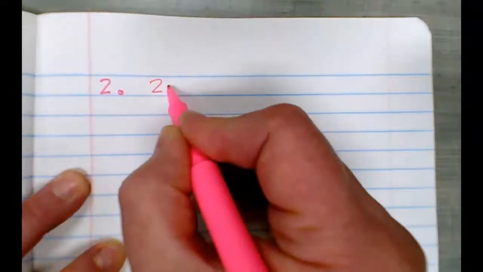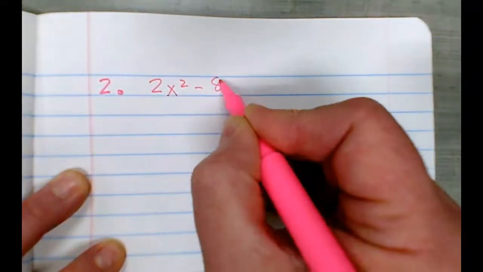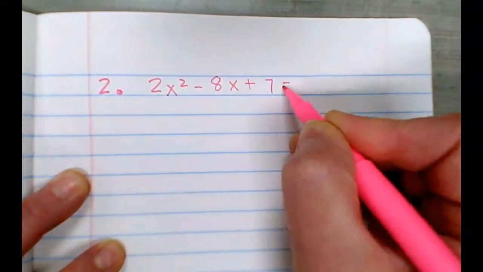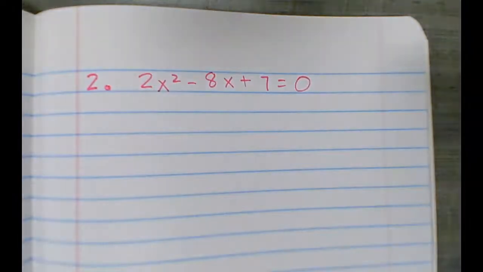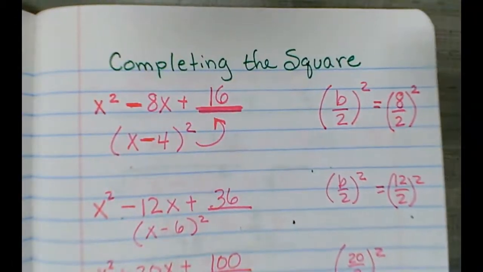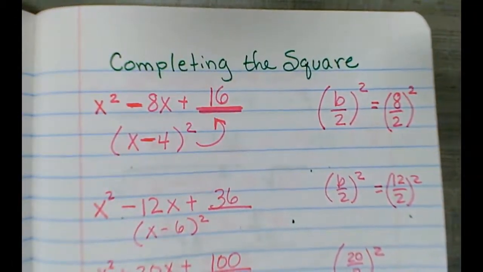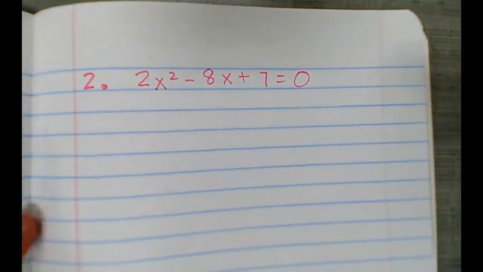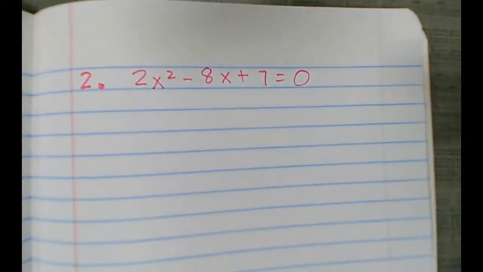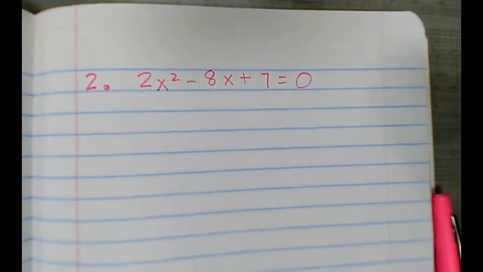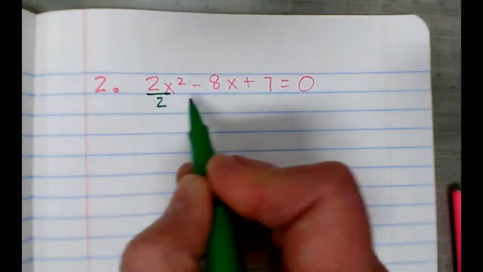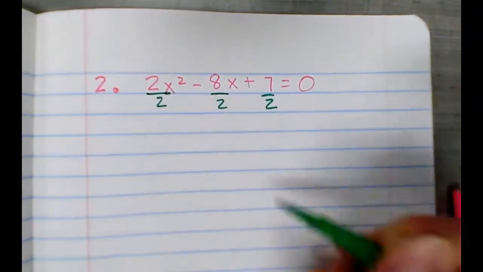So we have 2x squared minus 8x plus 7 equals 0 for our next problem. Now, on any of those completing the square examples that we did to start, did any of these have a number in front of the x squared? No. So if there's a number in front of the x squared, the first thing we need to do is get rid of that number in front of the x squared.